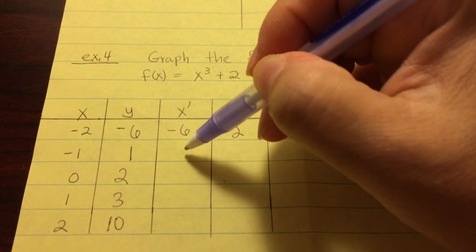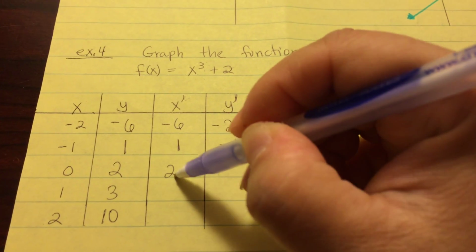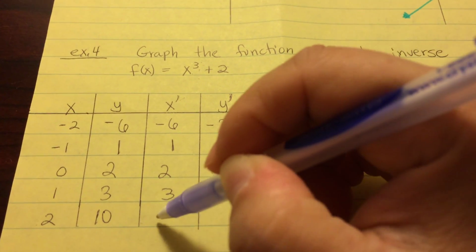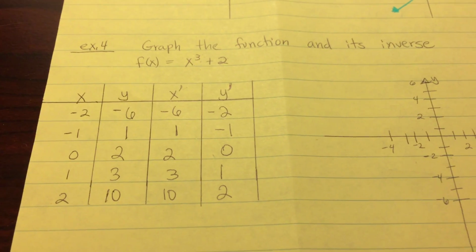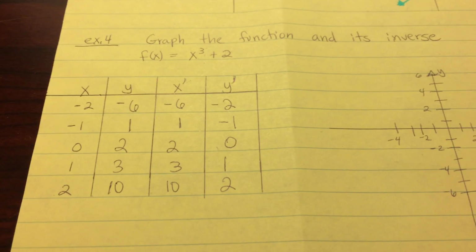Same idea with this one. We switch it, becomes 1, -1. Then we have 2, 0, 3, 1, 10, 2. Okay, so there are two different functions on this, so be careful about that. And then from there, we're going to graph it out.